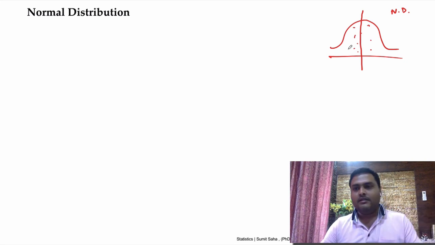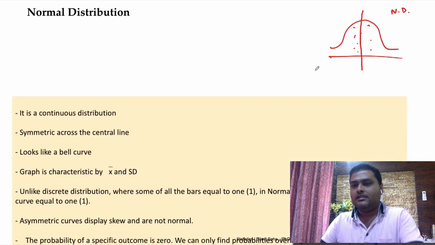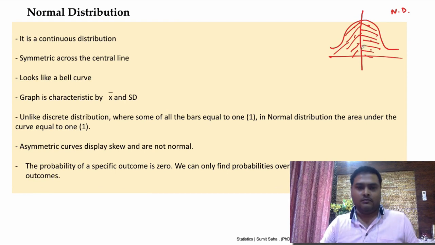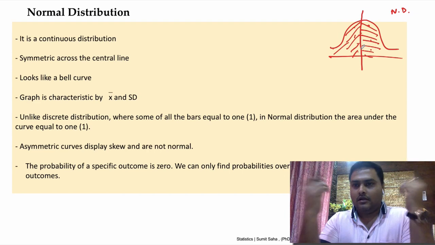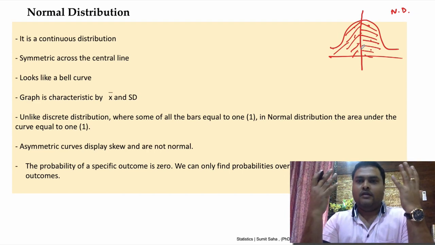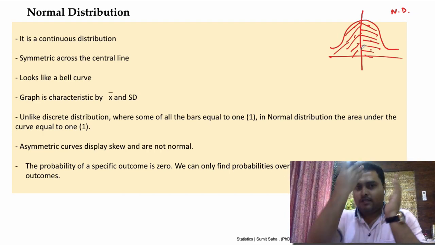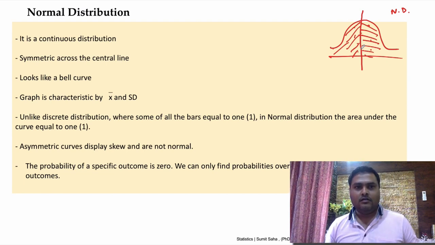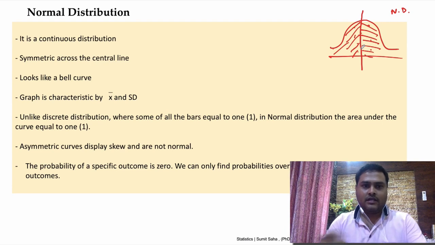Now, this is symmetric across the central line. What does this mean? It means that if this is the normal distribution curve, then this side and this side are symmetric, okay? The area under the curve on this side and the area under the curve on the right-hand side are both the same. Like you consider the human being, the human face, the human body, we are symmetric from the axis, from the central line, right? So similarly, this kind of data or the normal distribution is also symmetric across the central line.